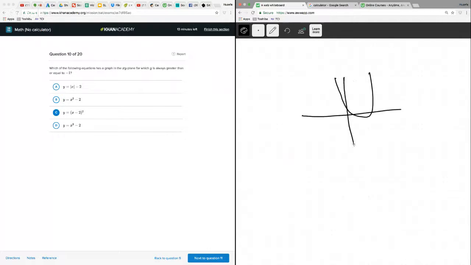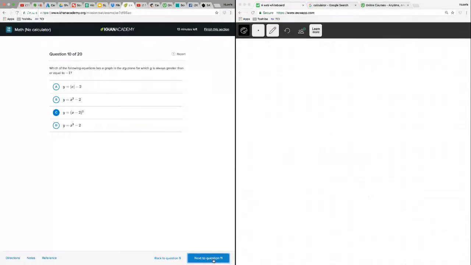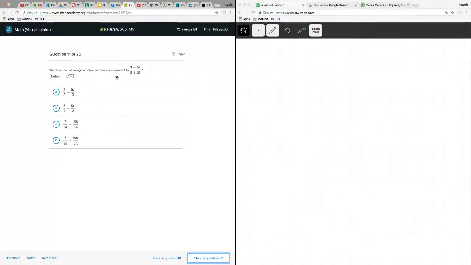Here's, let's say there's the whatever. It should be above. But anyways, I know that from transformation. So if you know that, it's a pretty easy question. Which of the following complex numbers is equivalent to this?